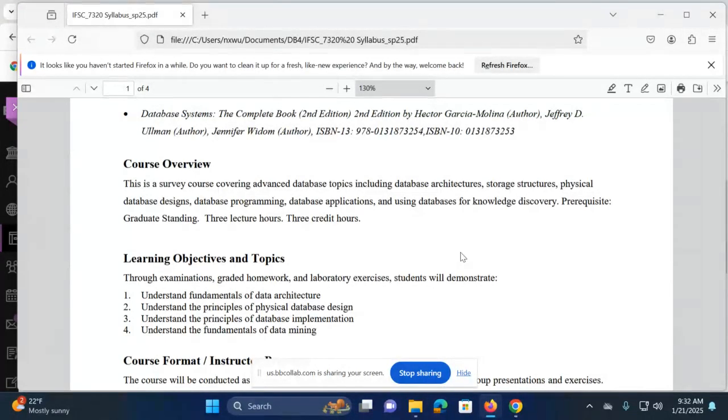So that's all you need for the ER modeling. And then for the database programming, I think for sure we're going to cover SQL programming. And also I'm considering, we also may cover some kind of PL/SQL programming. That's a procedural language extension for SQL programming.